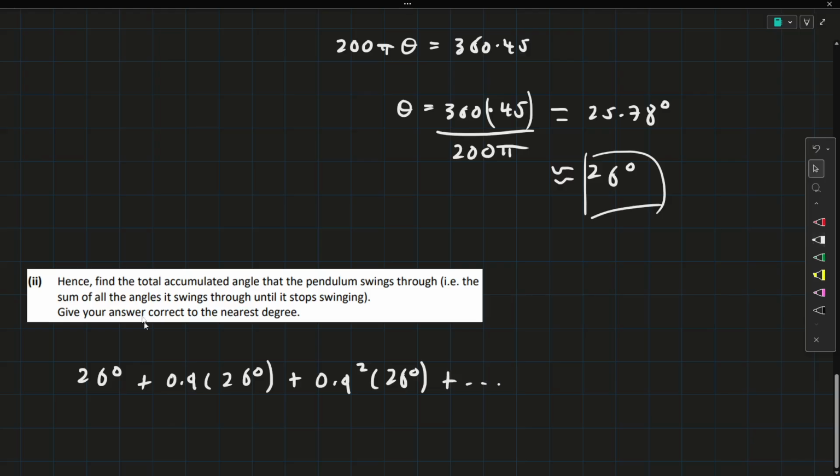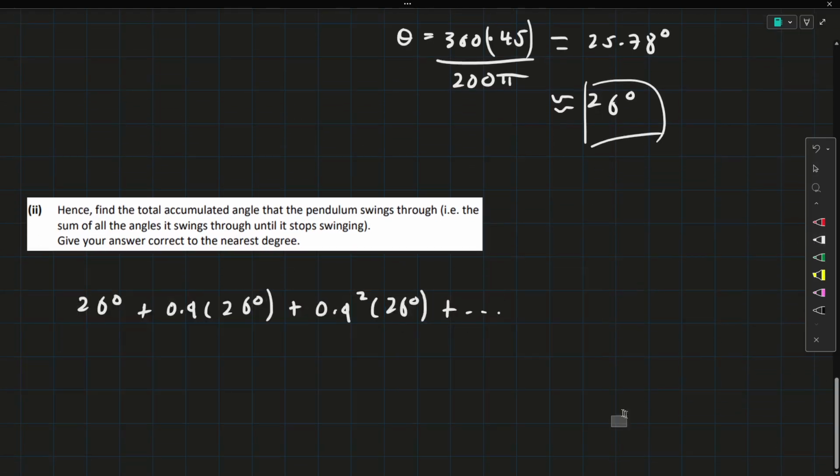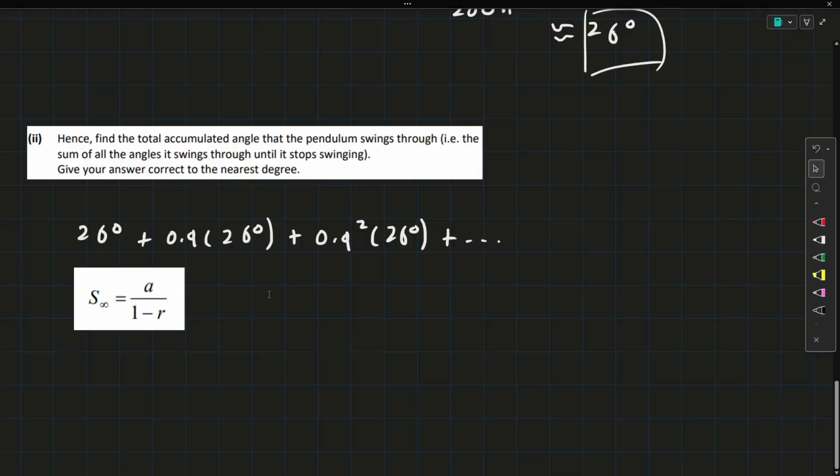And then we keep doing that. And it says until it stops swinging, so we're just going to go off to infinity. So going off to infinity, we use this formula. So we have the sum up to infinity. And it's good to understand where this comes from. I think they actually can ask it.